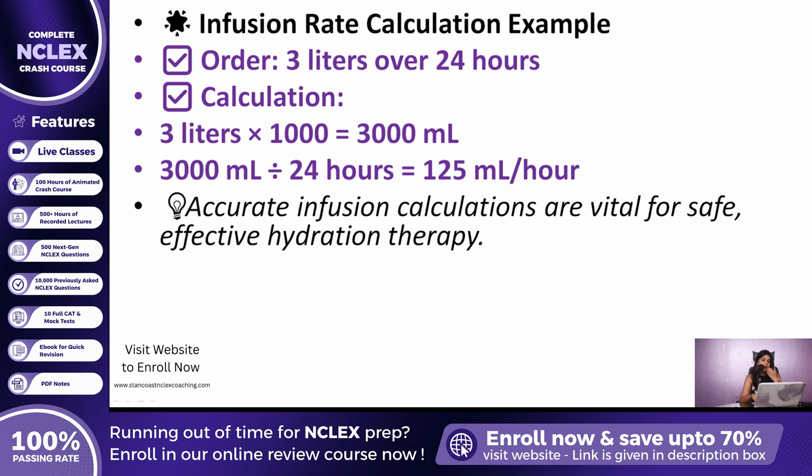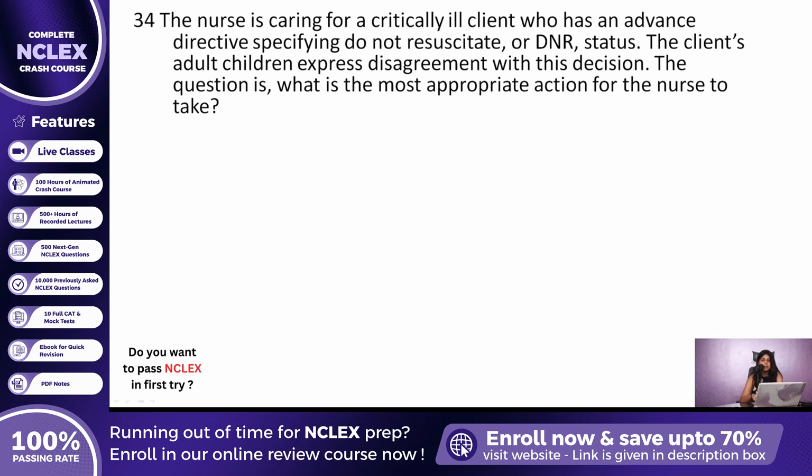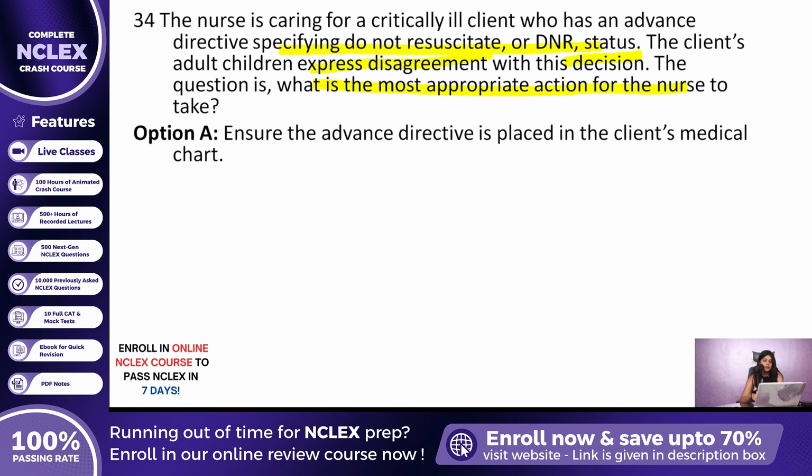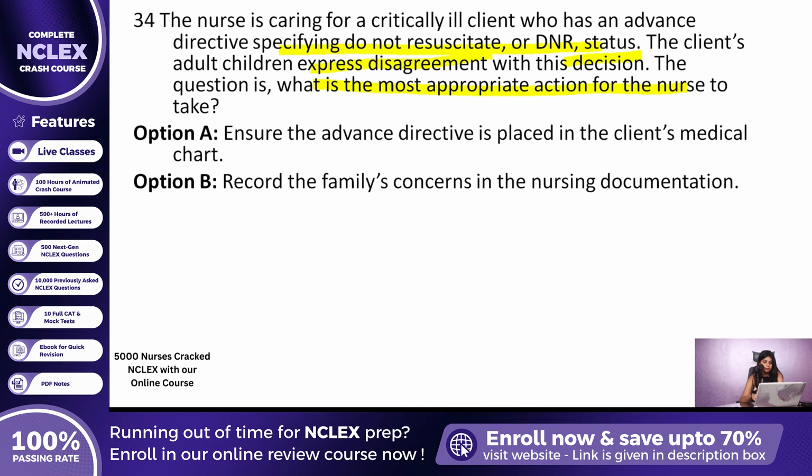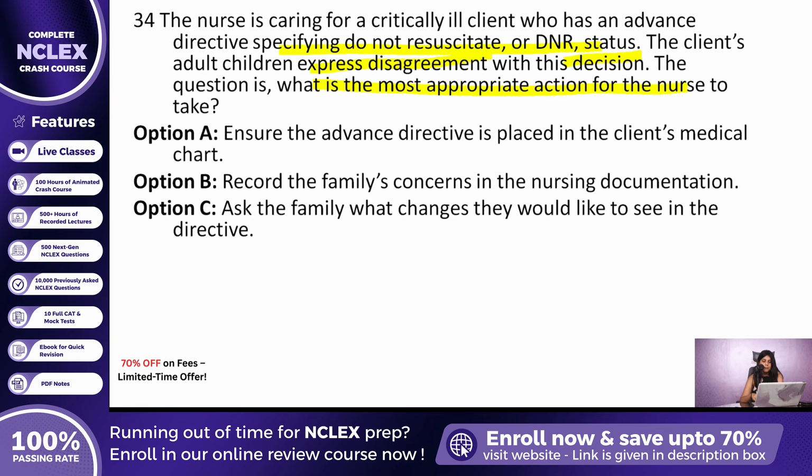Question 34. Now let us review a scenario involving ethical practice. The nurse is caring for a critically ill client who has an advance directive specifying do not resuscitate, or DNR, status. The client's adult children express disagreement with this decision. The question is, what is the most appropriate action for the nurse to take? The options are option A, ensure the advance directive is placed in the client's medical chart. Option B, record the family's concerns in the nursing documentation. Option C, ask the family what changes they would like to see in the directive. Option D, cancel the client's advance directive at the family's request.